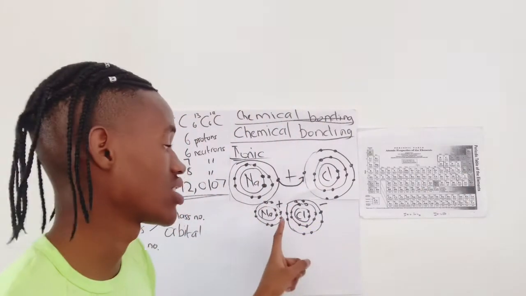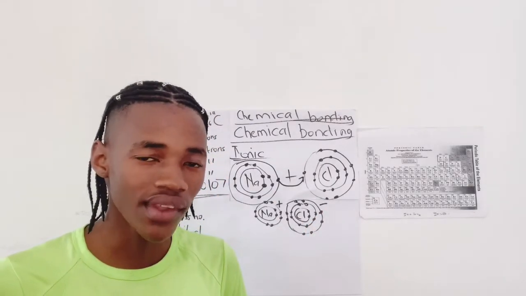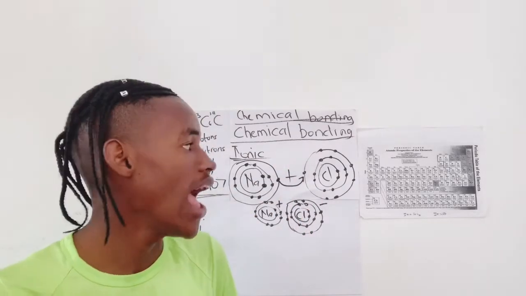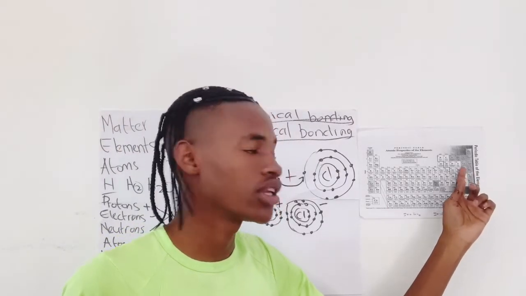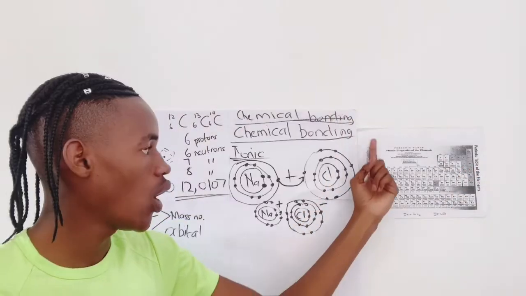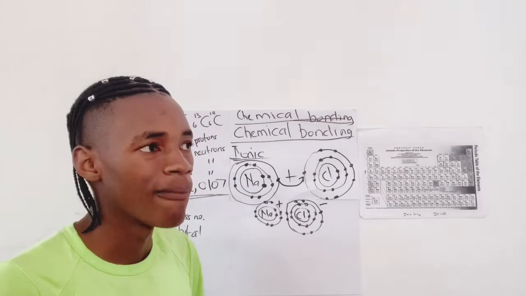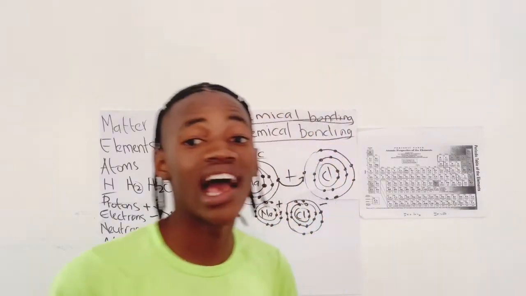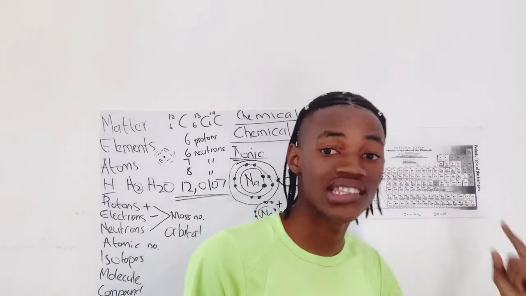You get it? Now this is a chlorine ion, and a negative ion has the same chemical structure as the noble gas after it. In the case of chlorine, the noble gas is going to be argon, so now it looks exactly like argon. All the elements in group 1 form ionic bonds with all the elements in group 7. Then the elements in group 2 form ionic bonds with elements in group 6.